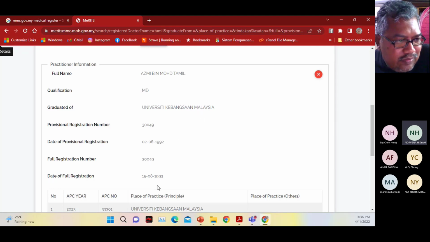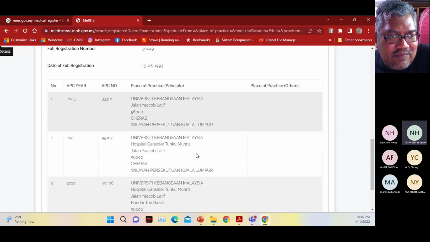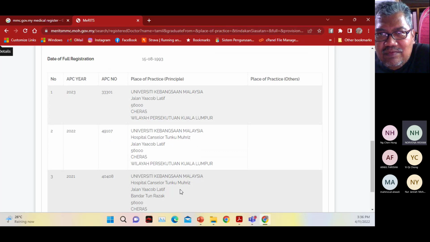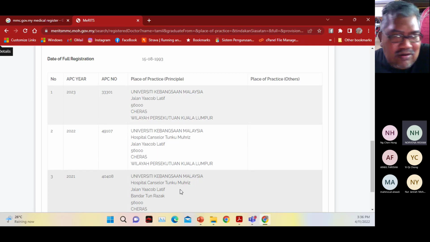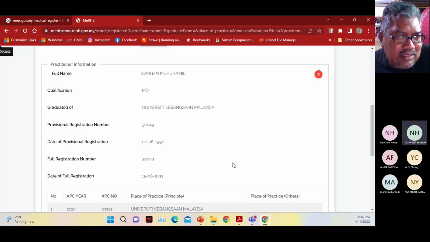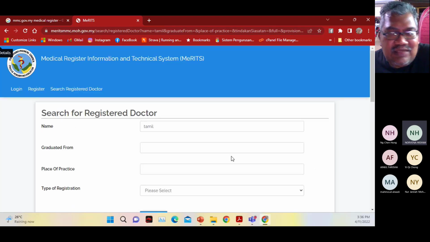What's the meaning of 15th of August 1993? This is the date that I finished my housemanship and received my full registration. For me to be registered, I must have no complaints of negligence, gross negligence, unnecessary death, or any wrongdoing, for example selling MC. If there's any report like that and I get reported, I will lose my license to practice. Nowadays, it is even tougher.